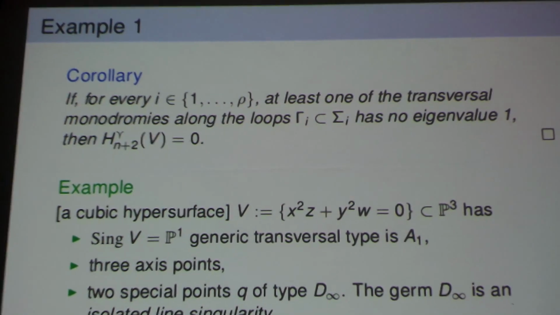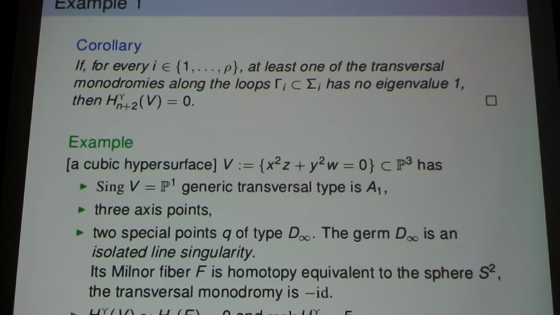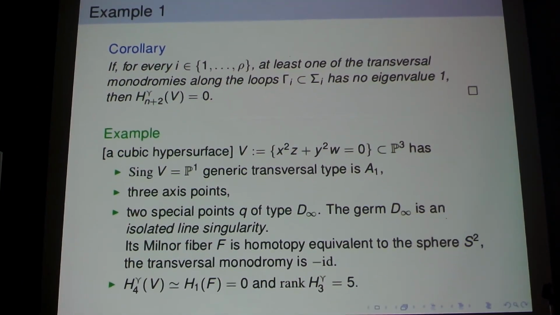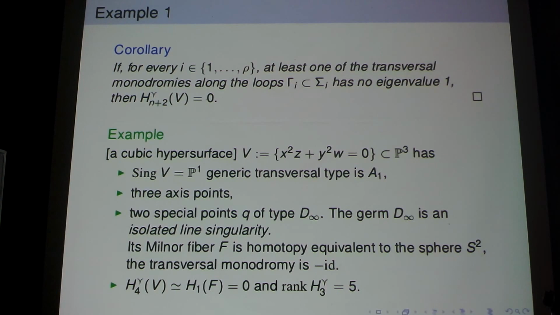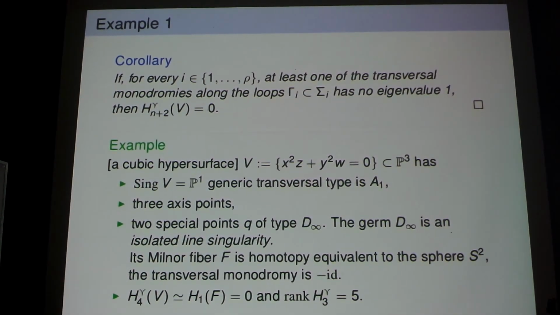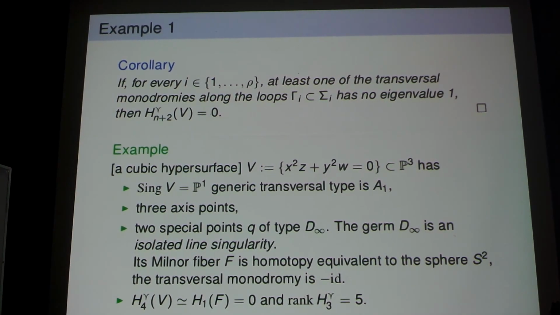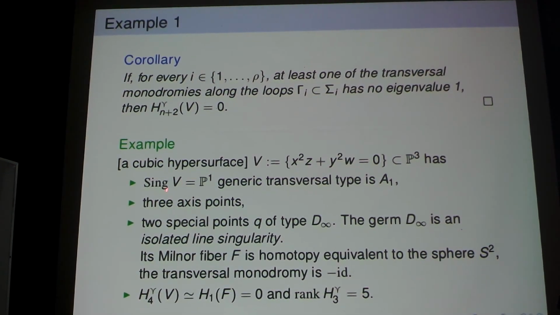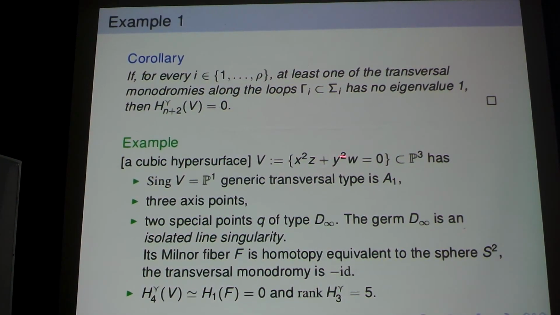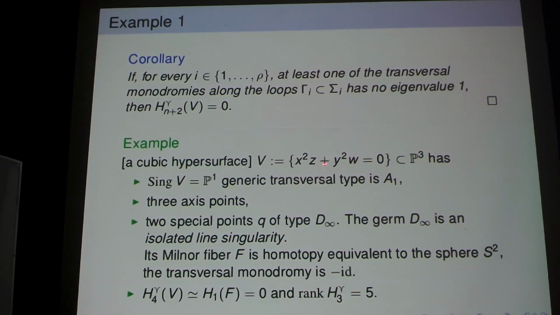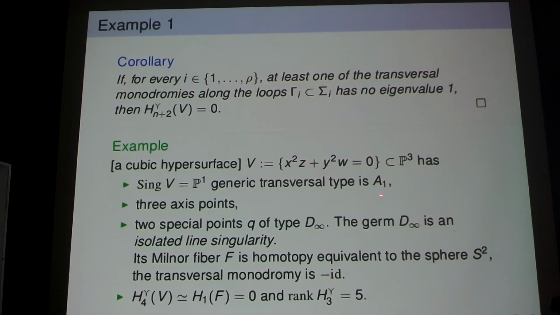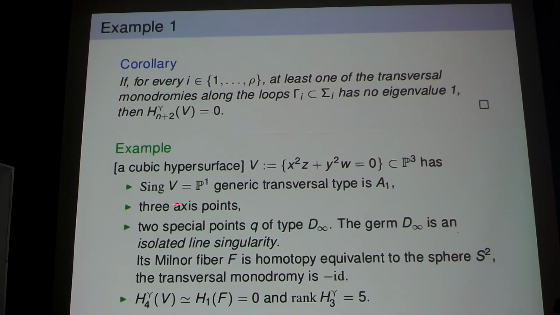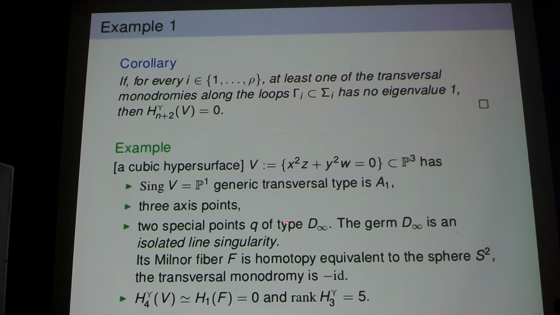Here's an example of that. I take the hypersurface in P3. This of course uses the fact that many years ago, 20 years ago, I studied this kind of isolated line singularities in detail, so for me it's easy to cook up some examples. If you look at the singular set, this is just a P1. You put Z and W as constants, then you see that the transversal singularity is Morse. Since the degree is 3, you have 3 access points. Then there are 2 special points, and they are of type B infinity.